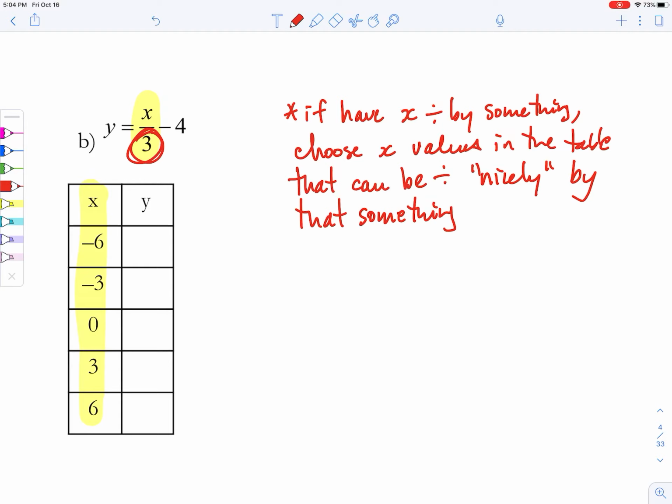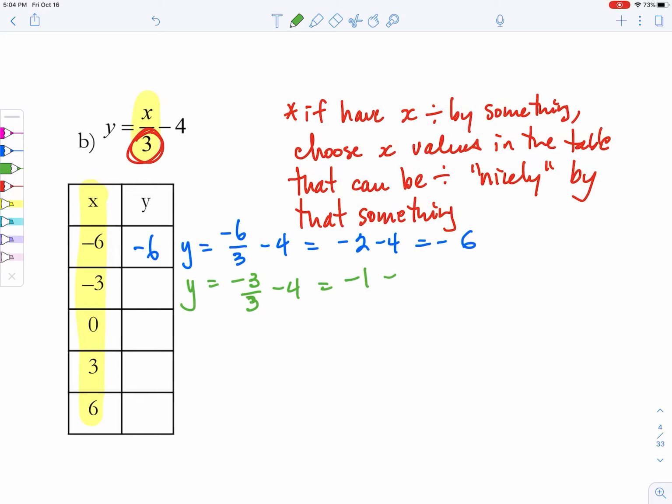So minus 6 will give us, well, let's just do it. For the first one, y equals minus 6 divided by 3 minus 4. So that's minus 2 minus 4, which gives a final answer of minus 6. The second one would be, now x is minus 3 divided by 3 minus 4, or minus 1 minus 4, which is minus 5. Next would be y is 0 divided by 3 minus 4, which is 0 minus 4, which is minus 4.